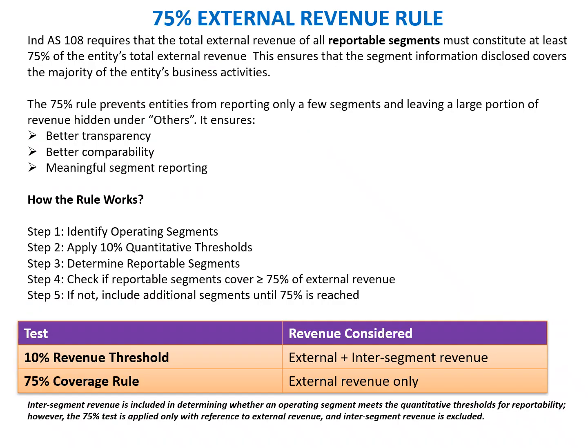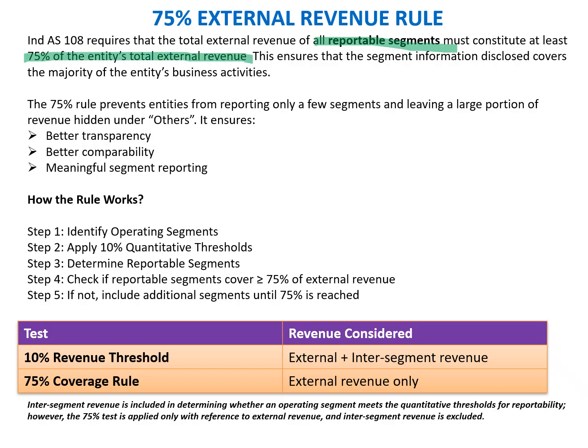Okay, now we'll talk about the 75% external revenue rule. What does this mean? This is very critical and important to ensure that the users of the financial statements have all the transparent information. It makes sure that the total reportable segments cover 75% of the external revenue. Otherwise, entities might try to hide their non-reportable segments under 'others', which is like hiding critical information. So Ind AS 108 requires that the total external revenue of all the reportable segments must constitute at least 75% of the entity's total external revenue.